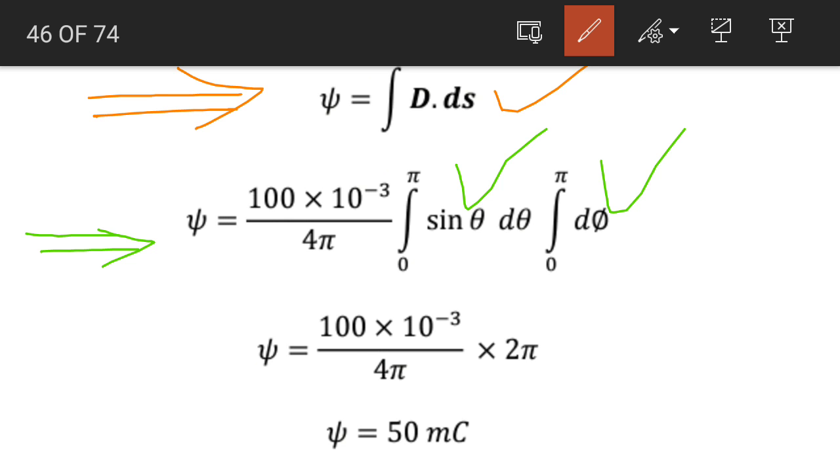So we know that the integration of sine theta is minus cos theta, and the integration of d phi is phi. So we simplify this equation, and the flux passing through this spherical surface in the outward direction will be equal to 50 millicoulomb.